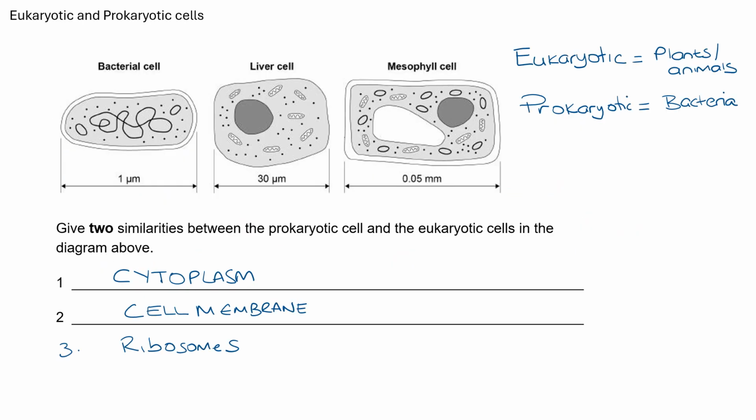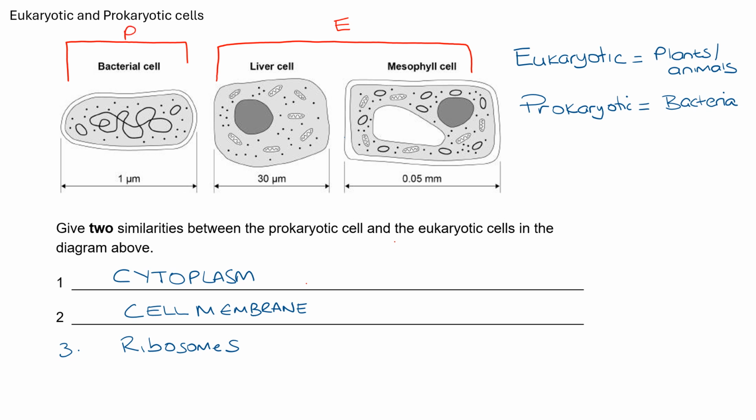Before you go into the exam, you need to know the difference between eukaryotic and prokaryotic cells. Eukaryotic cells include all plant and animal cells and are therefore multicellular organisms. Prokaryotic cells are bacteria and are single-celled organisms. So immediately you should be able to know with a question like this that the 2 cells on the right, the liver cell and the mesophyll cell, are plant and animal cells and are therefore eukaryotic, and the bacterial cell is prokaryotic.